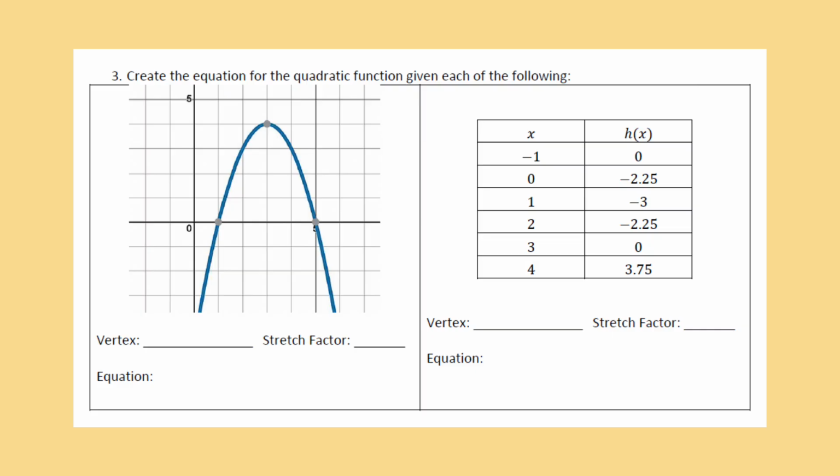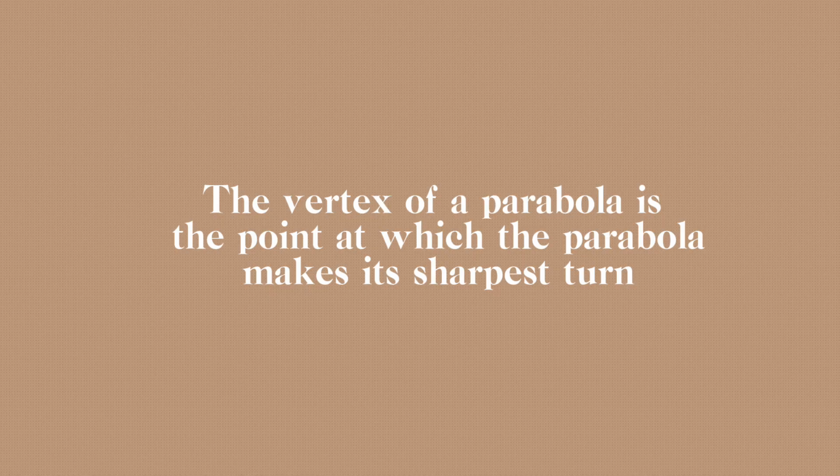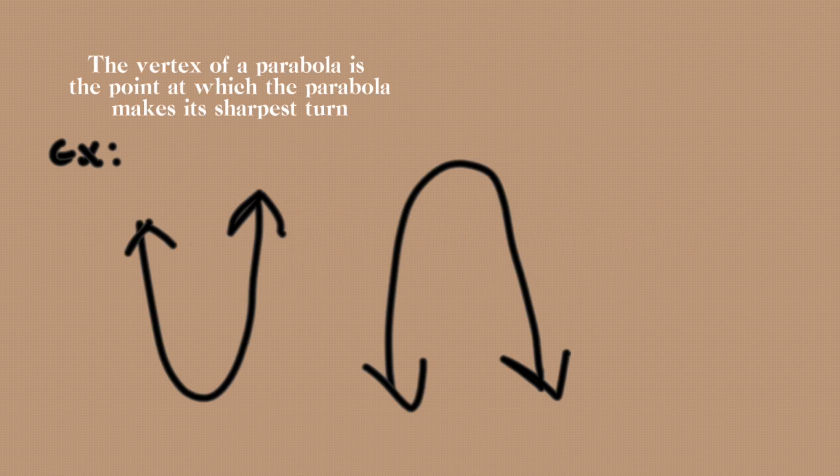So before we start with that, we have to first go over what exactly a vertex is. A vertex of a parabola is the point at which the parabola makes its sharpest turn. You could also sometimes think about it as its absolute minimum or its absolute maximum. Another thing you will need to know is what a vertex form is and how we write an equation in vertex form.